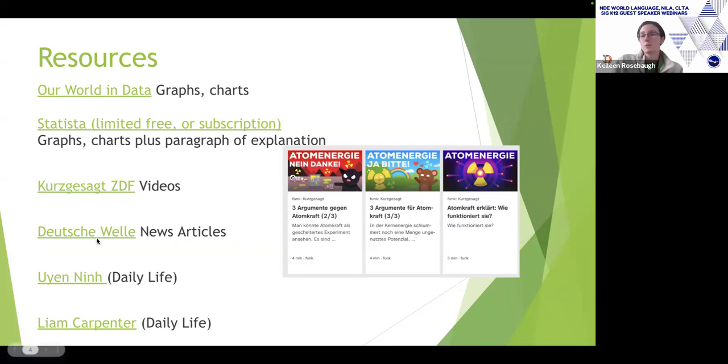There's Deutsche Welle, which I use for a lot of news. And then for daily life, I like Yuan Ni and Liam Carpenter. Both of them are actually immigrants to Germany. Yuan is from Vietnam. Liam is from England. And so they make a lot of comparisons of what was different for them in Germany compared to their home country. And they have several videos about Pfand particularly, which is the bottle return system that they have in Germany.